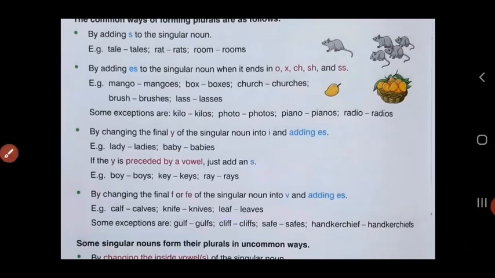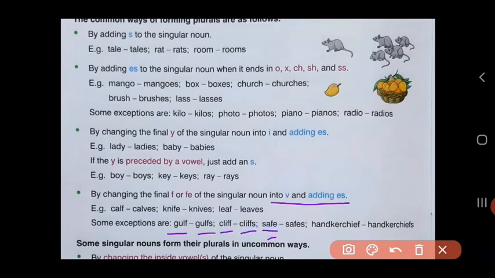Again here, there are some nouns where the rule doesn't apply. So the exceptions are: Gulf ends with F, but we do not use this rule. We only add S. Plural becomes gulfs. Cliff, cliffs. Safe, safes. Handkerchief, handkerchiefs.